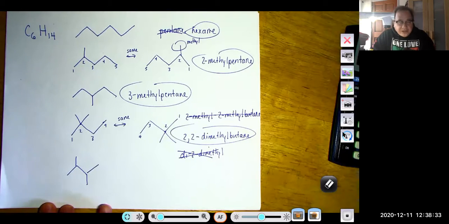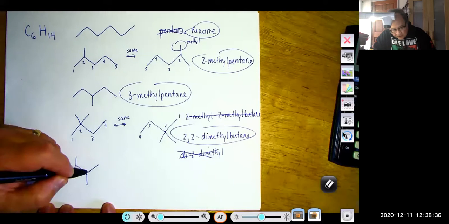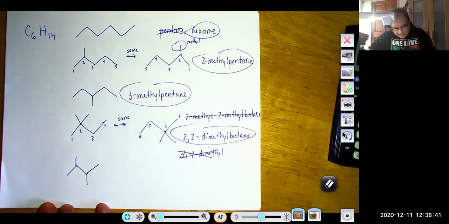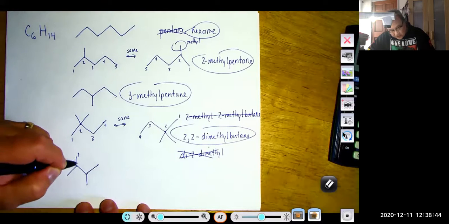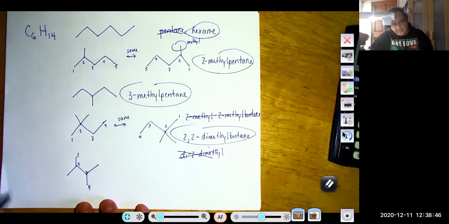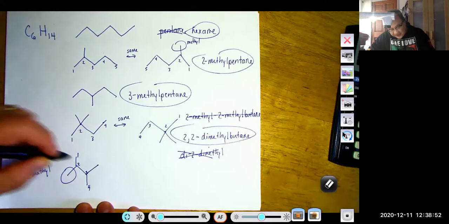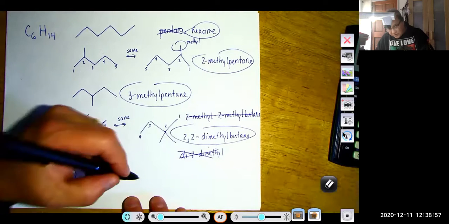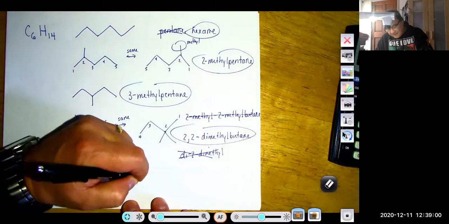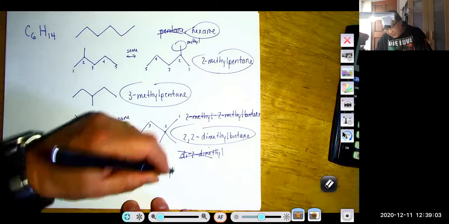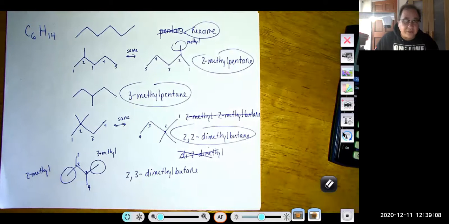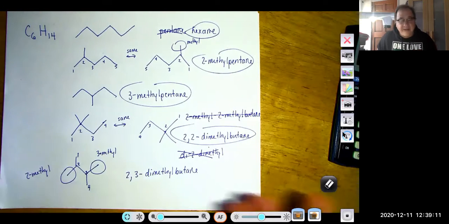So you find the longest chain and you go from there. Now, most of you probably chose this as your longest chain. 1, 2, 3, 4. That's not what I'm going to do. I'm going to choose this one. 1, 2, 3, 4. So this is a 2-methyl. And this is a 3-methyl. And you put it all together and you get 2,3-dimethylbutane. So you can see that I picked the longest chain. It was probably different than your longest chain, but we still got the same name.